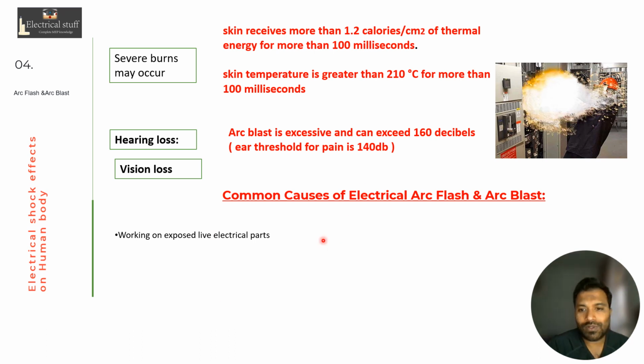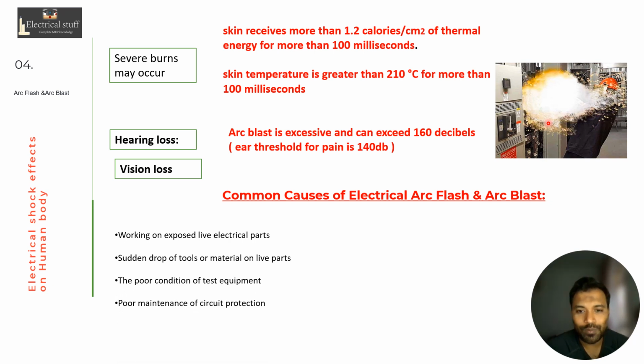So what are the common causes of an electrical arc flash? Working on live electrical parts, sudden dropping of tools. If you are operating with live tools, there are two phases. If they are shorted, it will produce an arc. So if tools are dropped between the two phases, what will happen? You'll get an arc. Then poor condition of test equipment, poor maintenance, inadequate circuit protection, overloaded supply boards, and underrated cables. Due to these things, we get an arc flash.